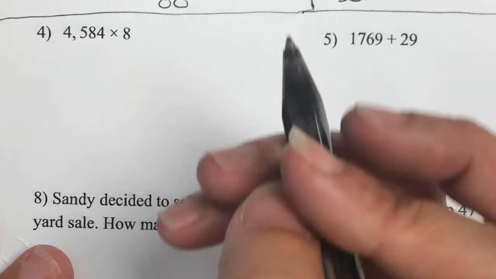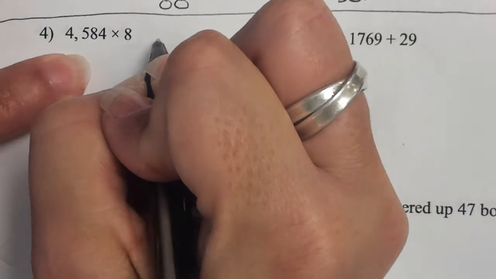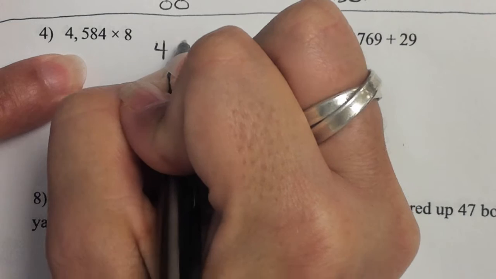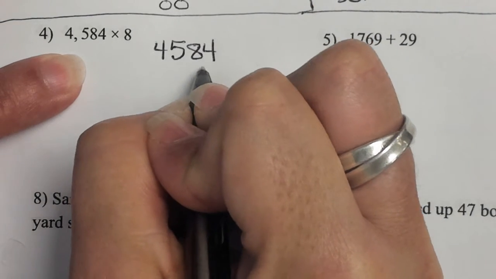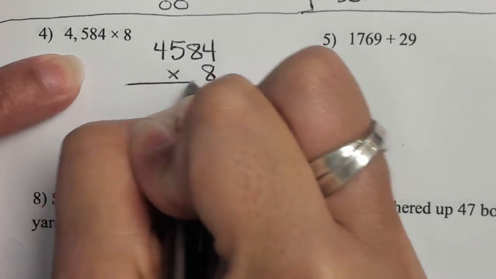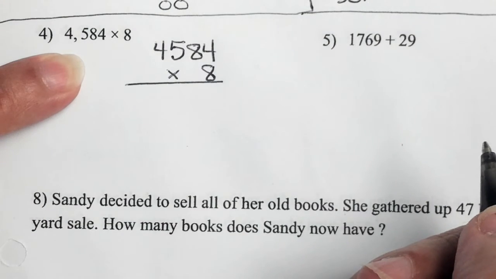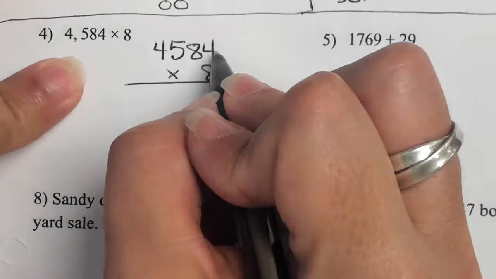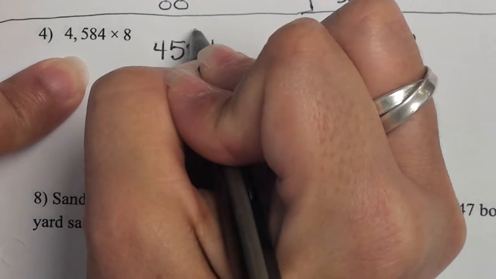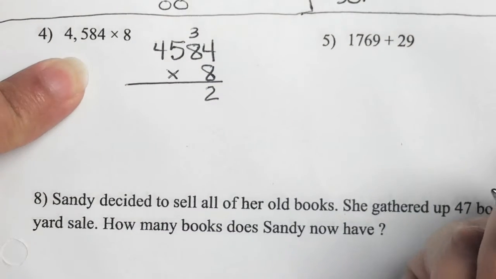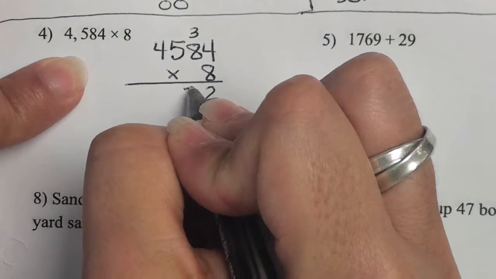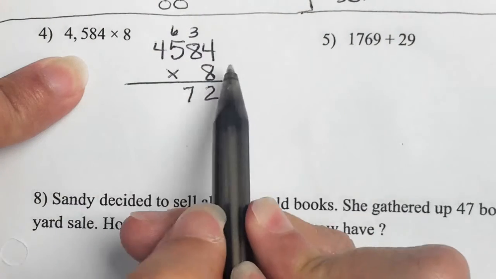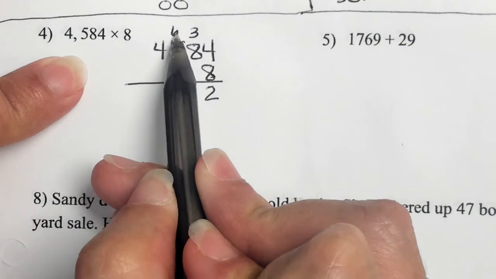Okay, number 4. Here we go. Let's work this one out. I've got 4,584 times 8. Trying to make sure I copied it right. Okay. 8 times 4 is 32. What's 8 times 8? 64. Plus 3, 67. I got 40 plus 6.